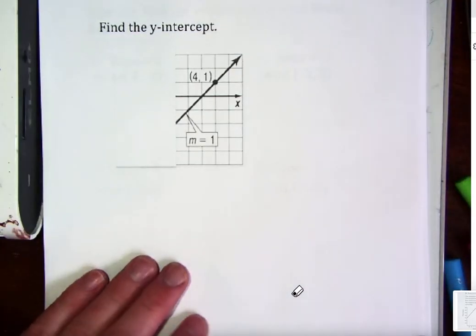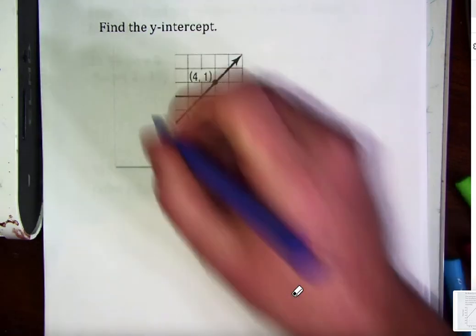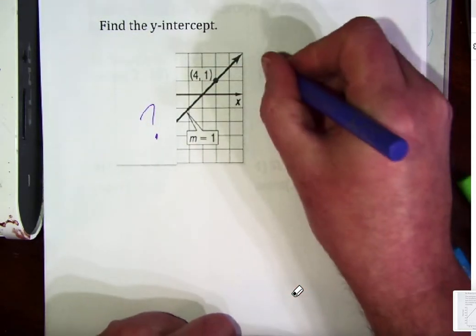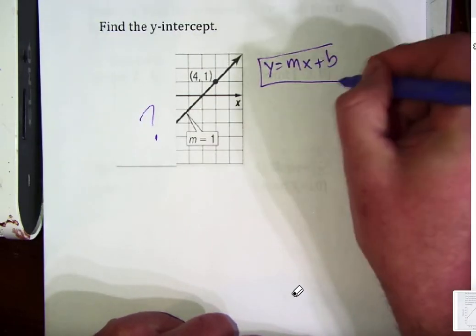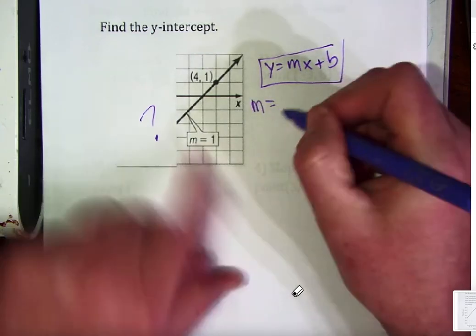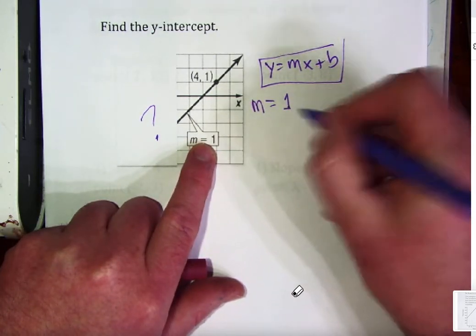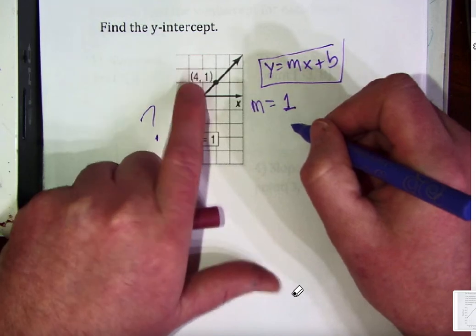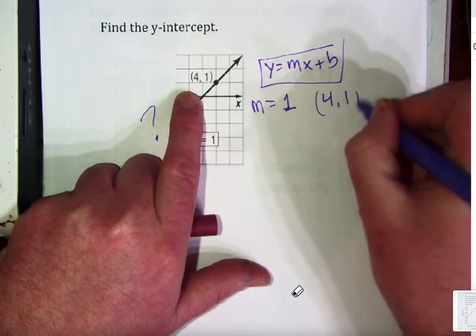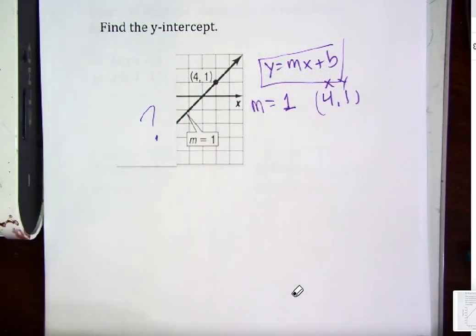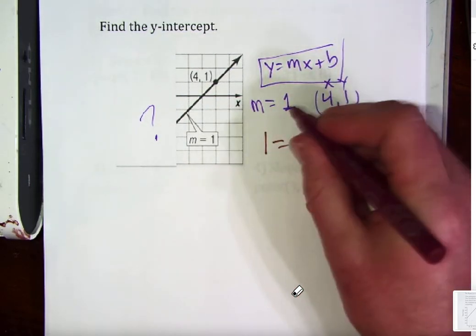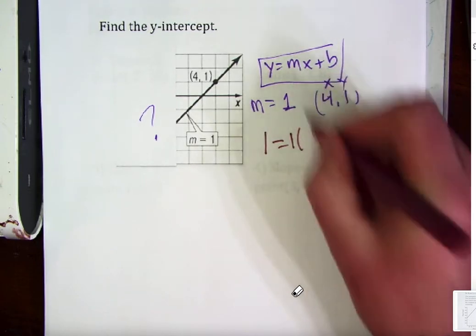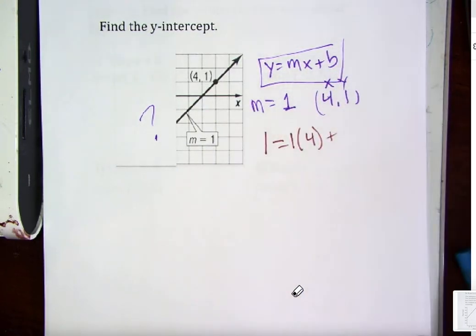Okay? So let's do another one together where we find the y-intercept. We don't know what it is. Again, we know our form. We know that m, our slope, is 1. And we know our point, which is 4, 1, x and y. You substitute in the y value for y. The m is 1. The x value is 4 plus b, which we don't know.